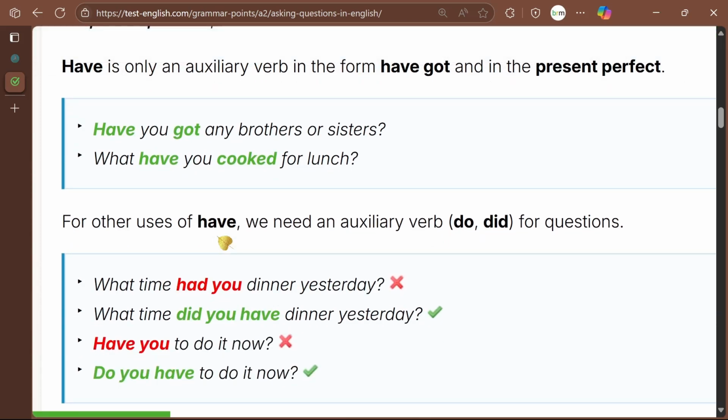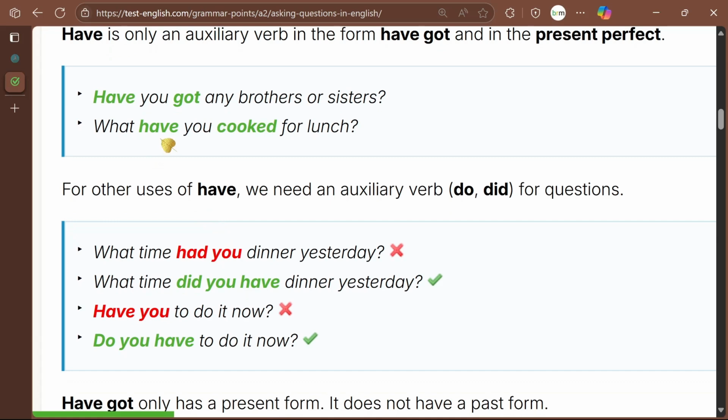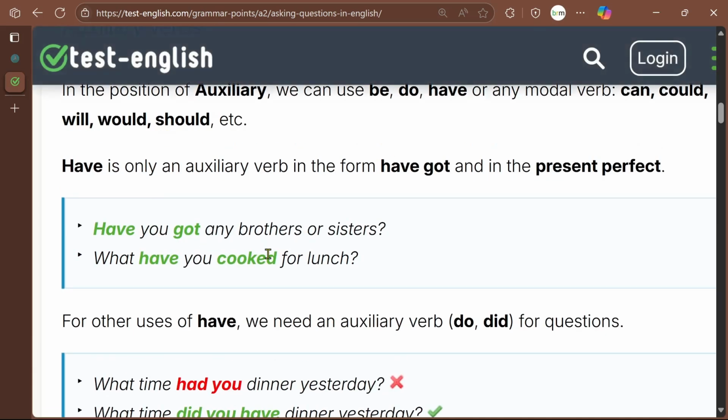Okay, what have you cooked for lunch? Have cooked, this is present participle, you see? Sorry, present perfect. Present perfect, not present participle. Present perfect. I have gone. I have done. I have seen. Okay? So you can also use it as an auxiliary in that case.